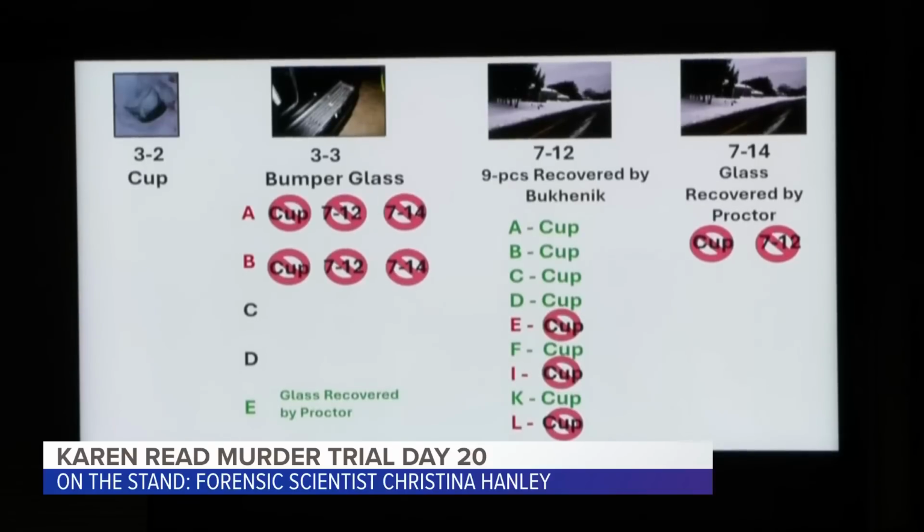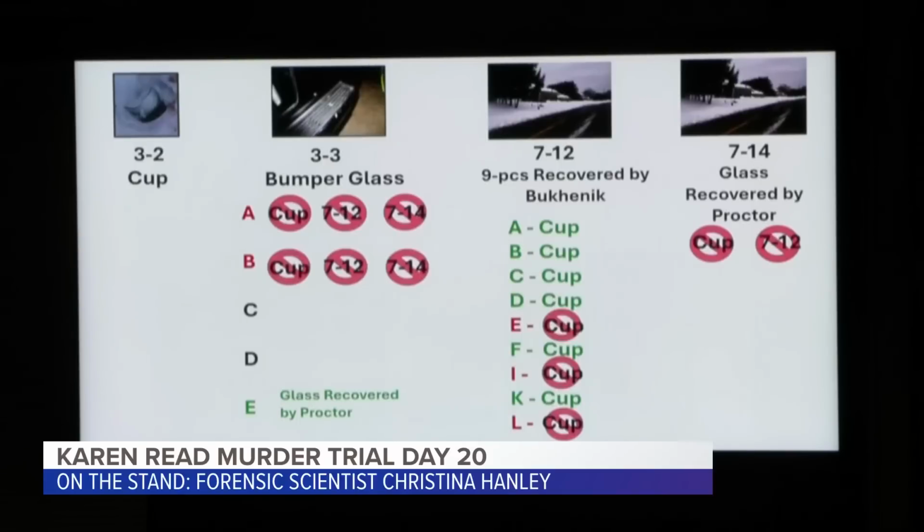Yes. But what those matched, Ms. Hanley, with a cup, nothing on the bumper, correct? Correct. And what didn't match the cup were E, I, and L. Is that right? That's correct.